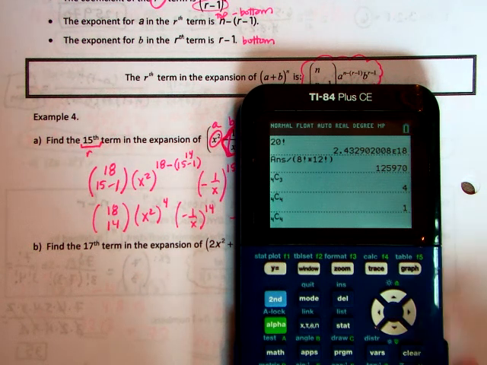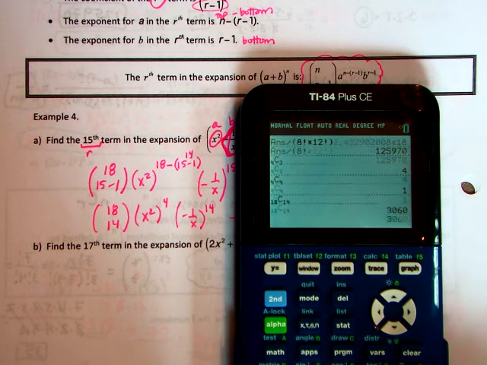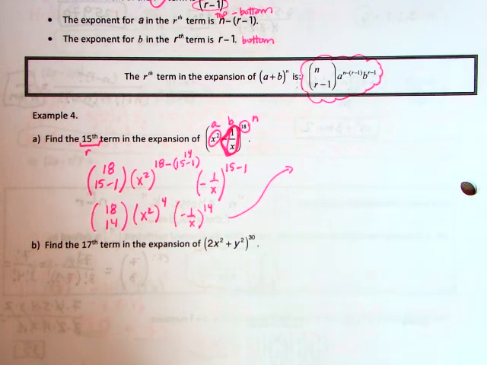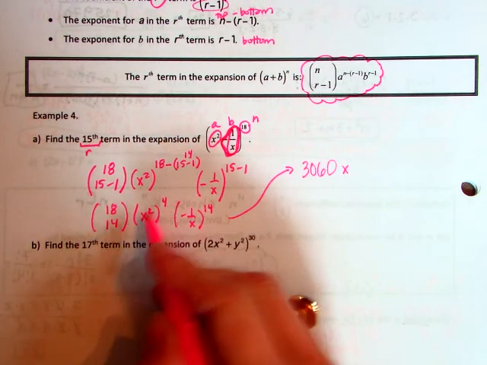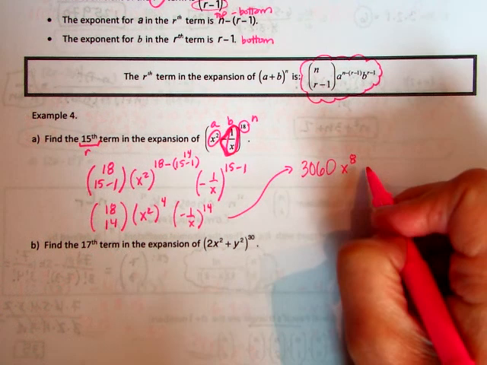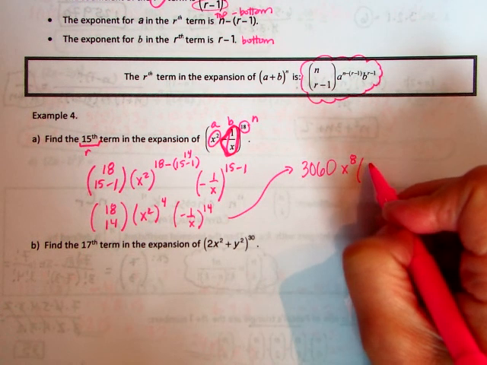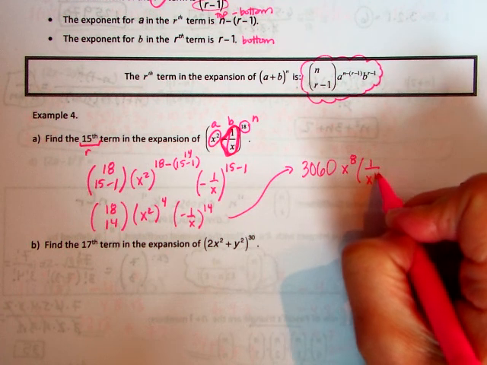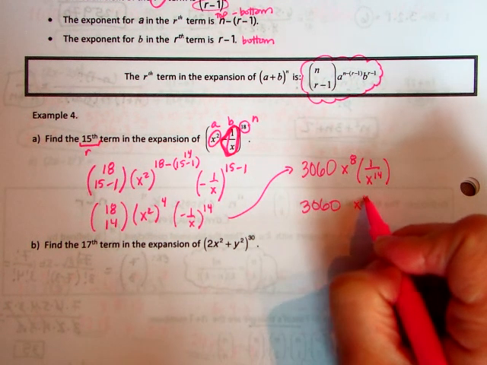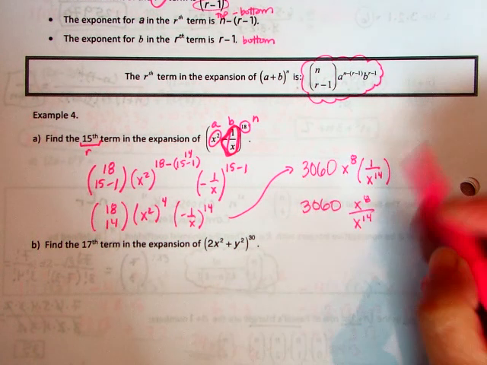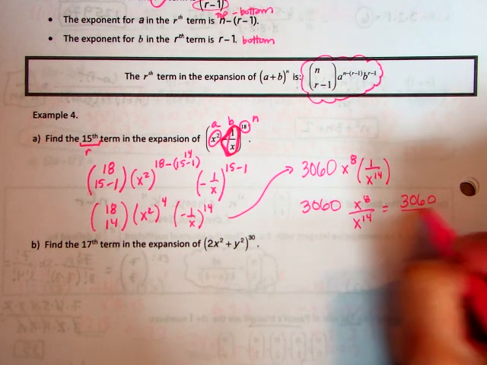And then power to a power you multiply. And then negative to the 14th would become positive. So this would just be 1 over x to the 14th. So this is 3060 x to the 8th over x to the 14th, but we know that can simplify, so I'd be left with 3060 over x to the 6th. And that's it. That's my 15th term of that expansion.